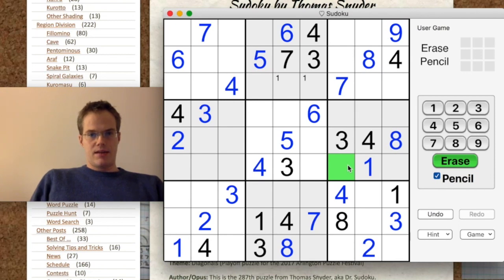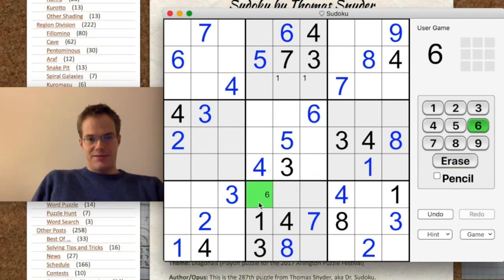Let's see. I think by now I'd be looking, there's quite a few weak areas here. Our sixes here are ruled out there, so I was going to say that was a nice weak area to be looking at. Indeed, we can place a six.